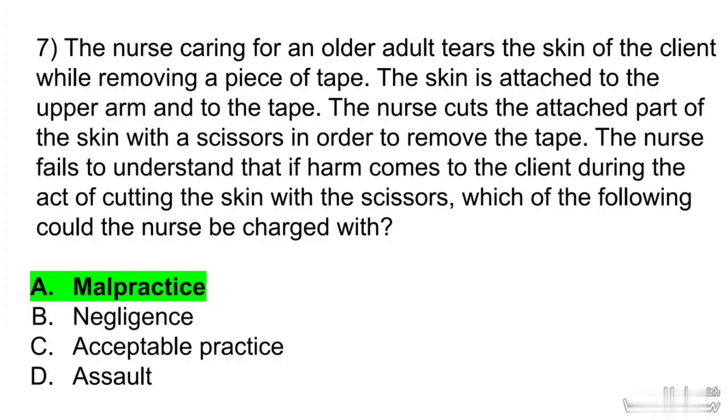7. The nurse caring for an older adult tears the skin of the client while removing a piece of tape. The skin is attached to the upper arm and to the tape. The nurse cuts the attached part of the skin with a scissors in order to remove the tape. The nurse fails to understand that if harm comes to the client during the act of cutting the skin with the scissors, which of the following could the nurse be charged with? A. Malpractice. B. Negligence. C. Acceptable practice. D. Assault.